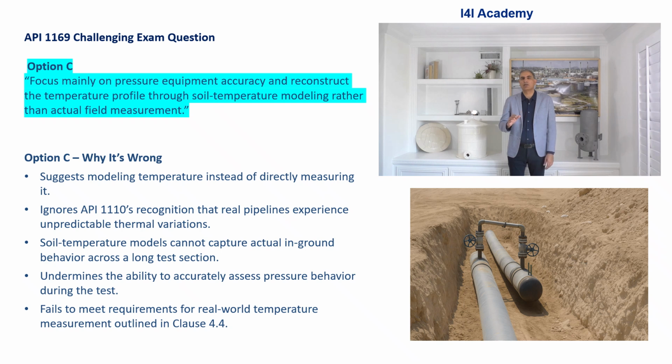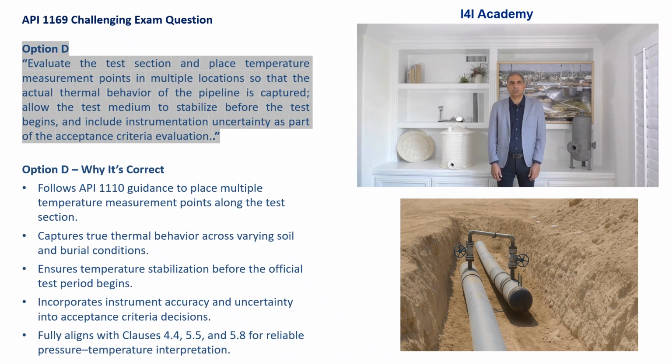These are not theoretical. They're real daily conditions that affect pipeline temperature. Without real measurement points, the operator has no reliable way to interpret pressure changes. And since acceptance per Clause 5.8 depends heavily on distinguishing actual leaks from temperature-induced pressure movement, relying on a model without field verification introduces unnecessary risk. So option C fails because it ignores the central idea in API RP 1110. Temperature is measured, not estimated. Why option D is correct?